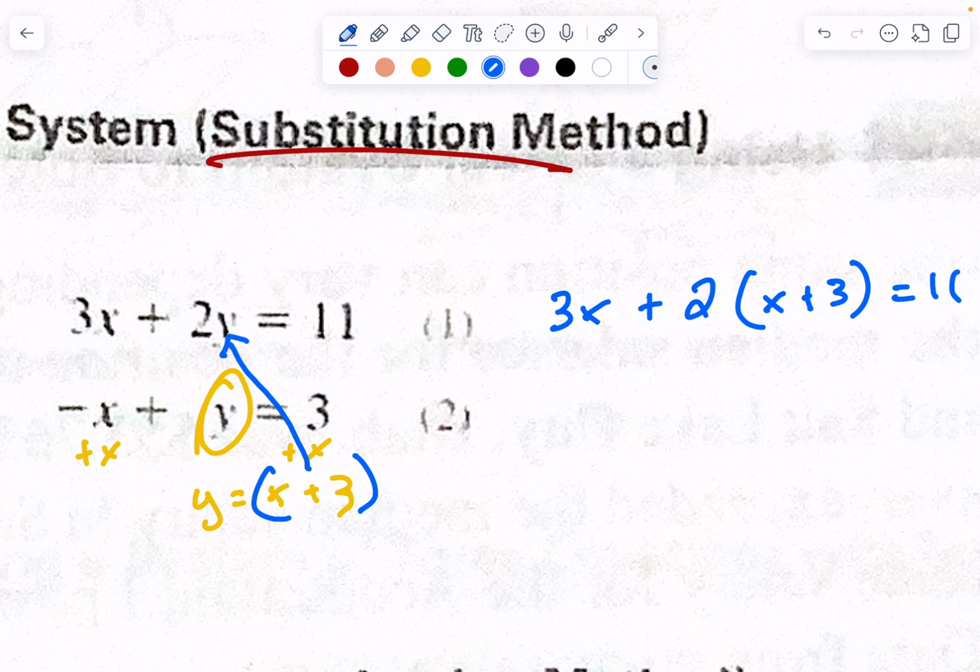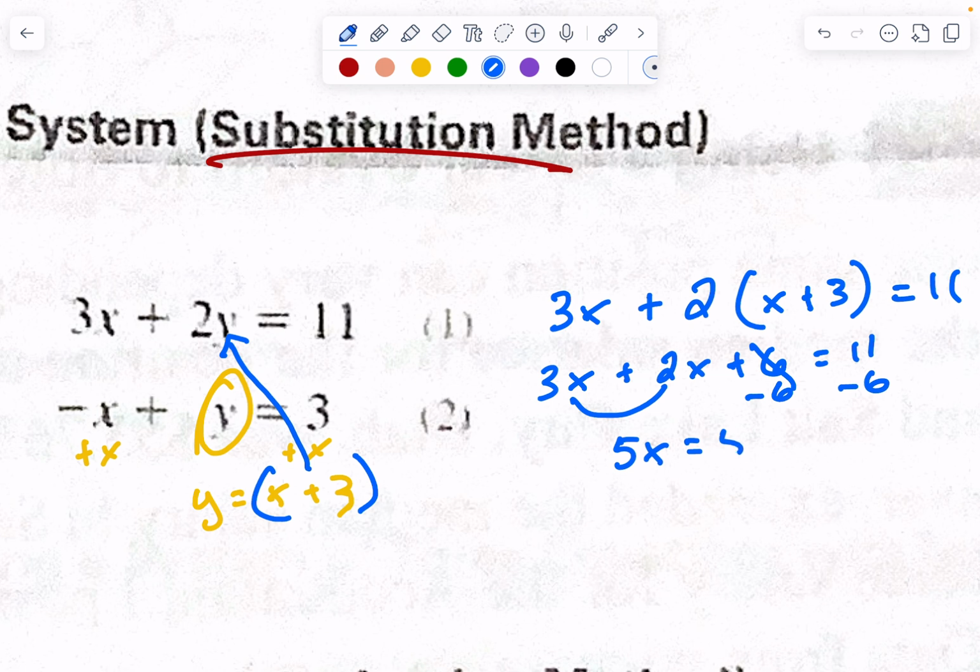Then I'm going to distribute my 2. So 2x plus 6 is in the middle. Then I'm going to combine my x's. 3x and 2x is 5x. I'm going to subtract my 6 to the other side. So 5x equals 5, and x is 1.